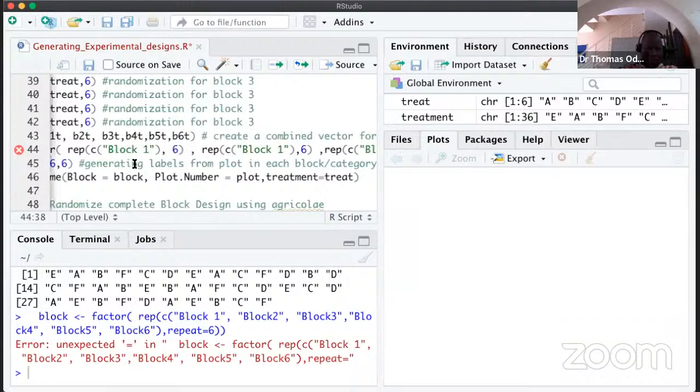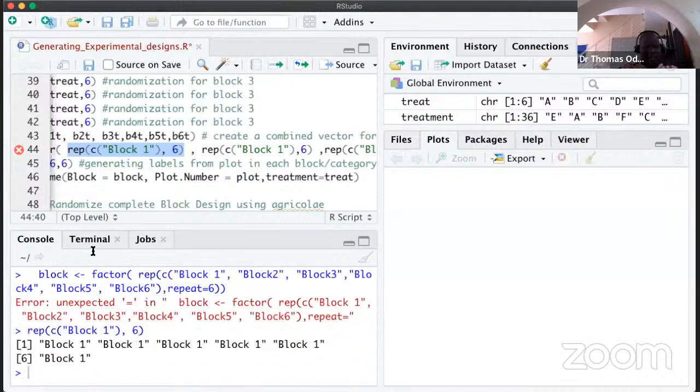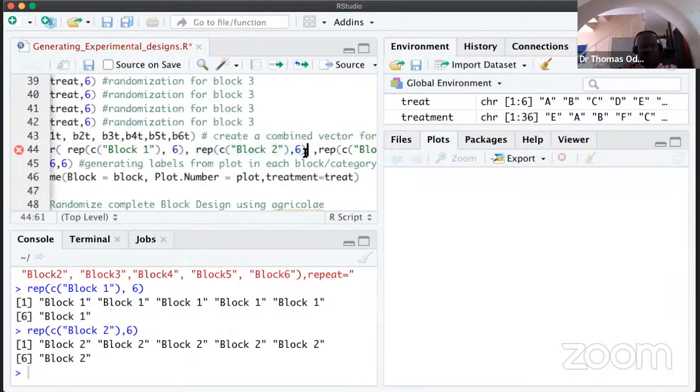So what I want to do now is create these six of them. Okay, 1, 1, 1, 1. I go and create another one. This time it is block number 2. I created 2, 2, 2.